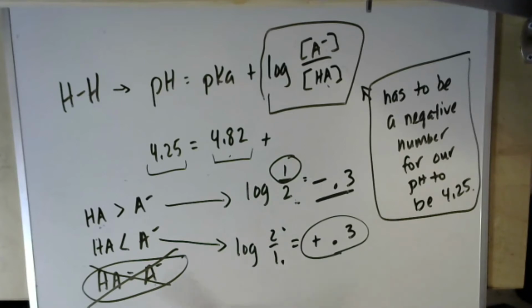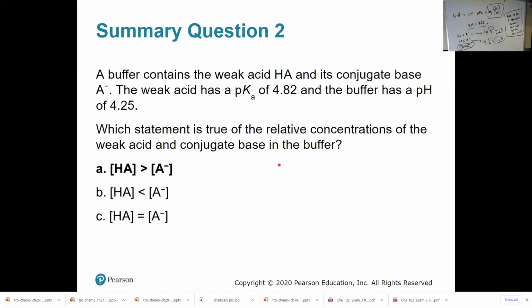So out of these choices that I'm given, the correct choice has to be the one where my HA value is larger than my A minus value. My base value has to be smaller than my acid value for that log term to be a negative number and for my pH to equal 4.25.